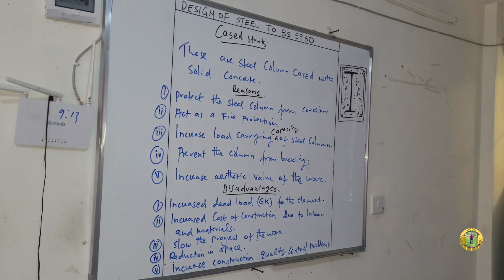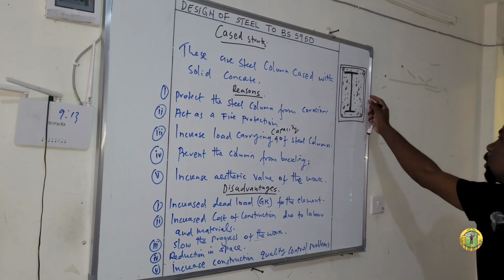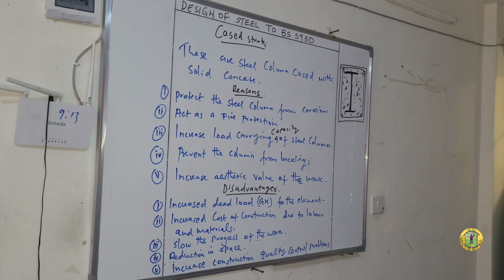Then number two, increased cost of construction due to labor and material. As you can see, you are using two materials, steel and concrete. So it means you have increased the materials, so the cost of construction will be high. Number three, slow progress of the work. That is self-explanatory. Number four, reduction in space.